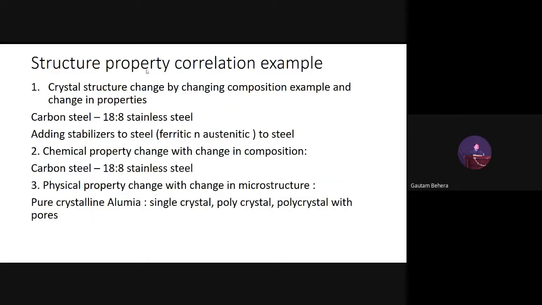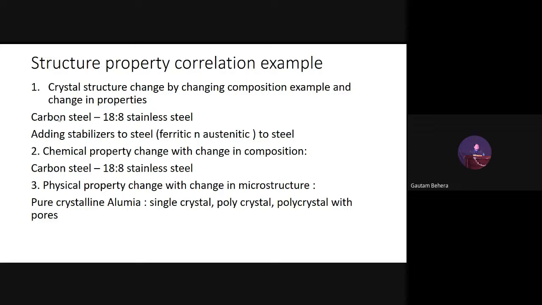Now, structure property correlation example. I'll give you some good examples where you can correlate structure and property. Here the crystal structure changes by changing composition, and there is a change in property. So the best example I can give you: if you change the composition, you can change the structure, and just by changing the structure, you can change the property. For example, carbon steel and 18:8 stainless steel.